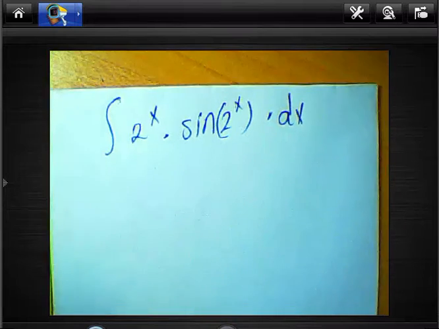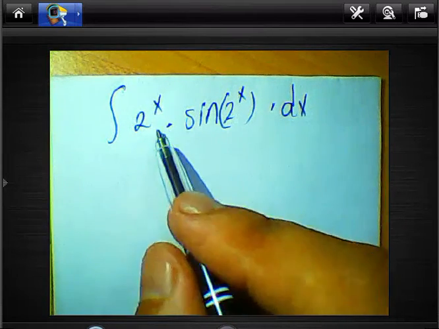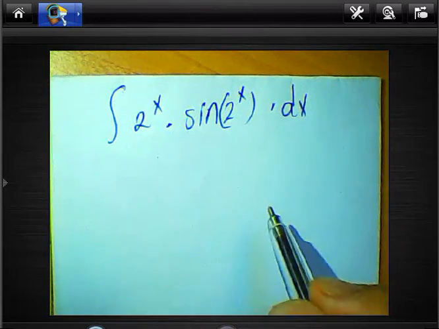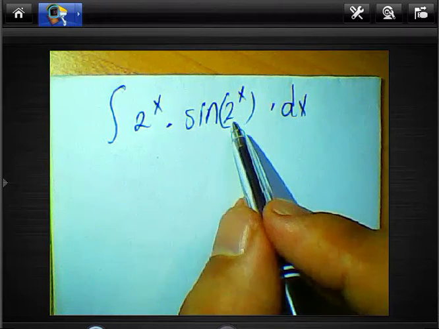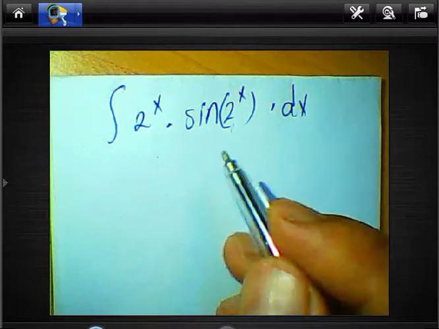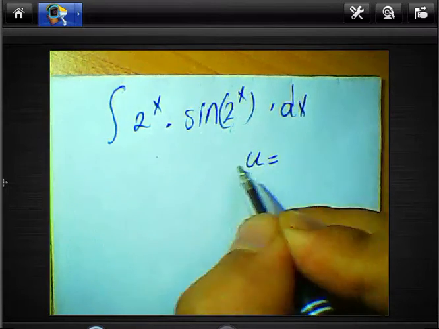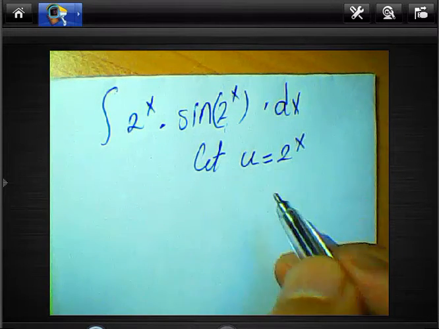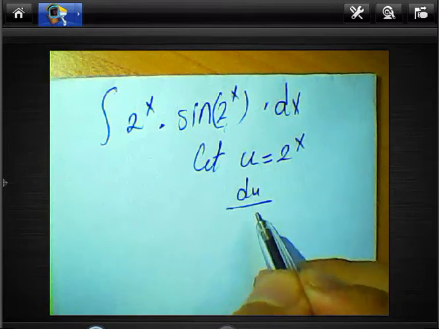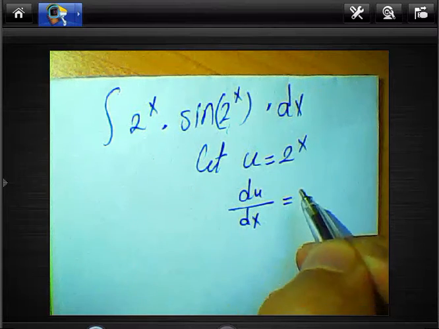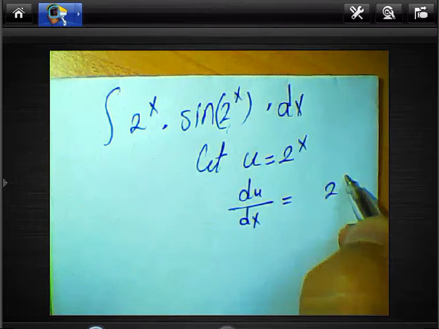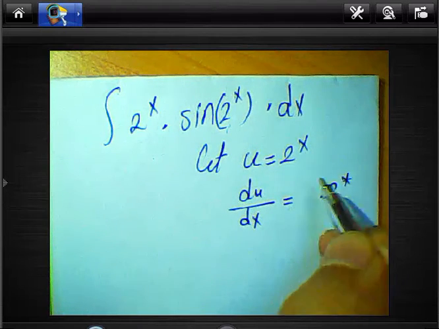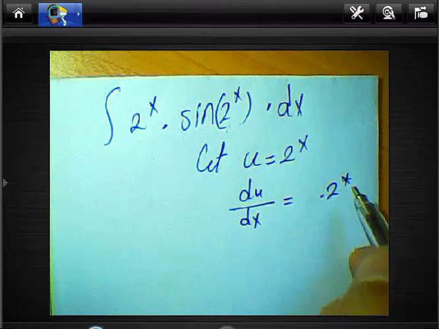Look at this example: the integration of 2 to the power x dot sine 2 to the power x dx. We can write, let u equal 2 to the power x, and the derivative of u with respect to x equals 2 to the power x multiplied by ln 2.